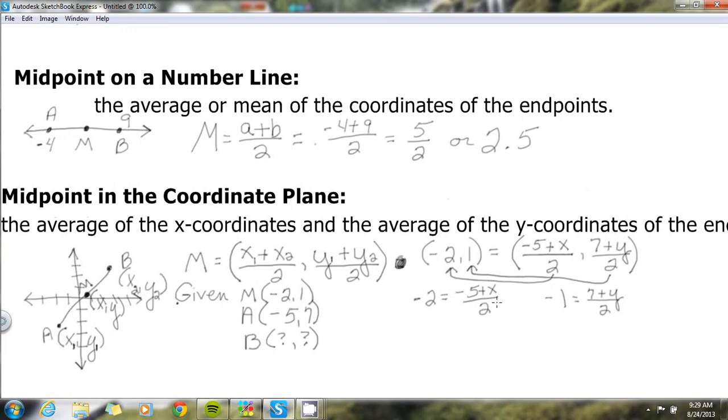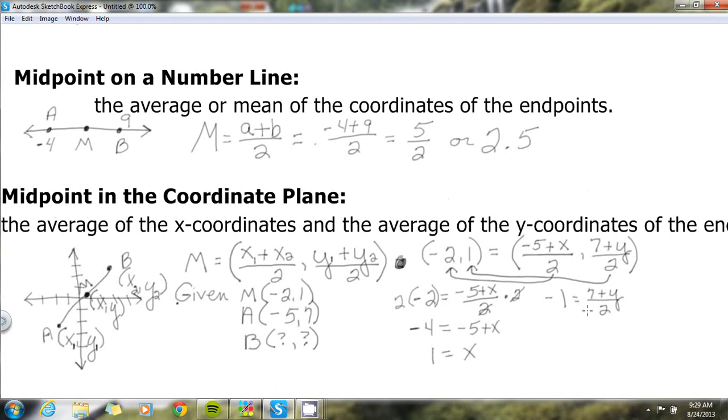The problem here is we have a fraction. To get rid of our fraction, we're going to multiply both sides by 2. Remember, that divides out this denominator. What we do to one side, we do to the other. So we get negative 4 equals negative 5 plus x. In solving for x, we're going to add 5 to both sides. So we find out that x is 1.